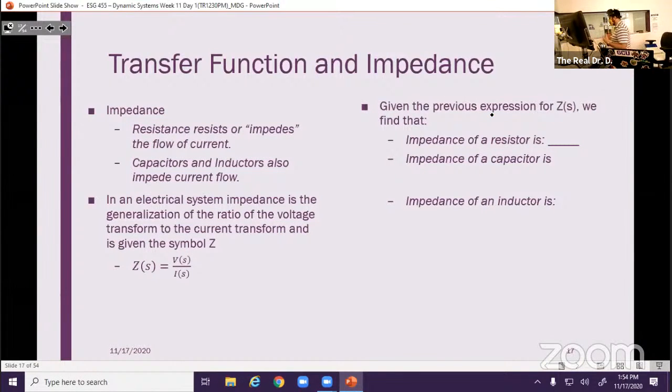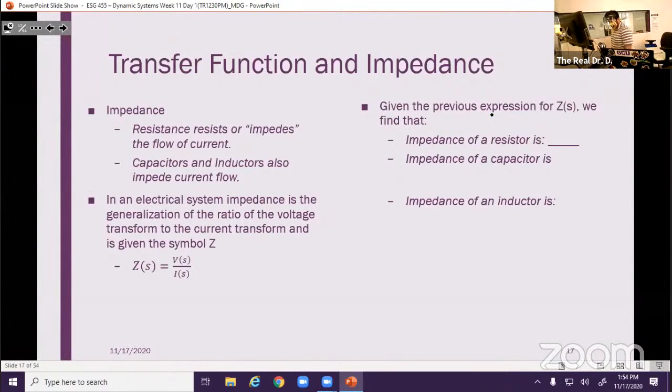So in an electrical system, impedance is the generalization of the ratio of the voltage transform to the current transform, the Laplace transform of the voltage and the Laplace transform of the current. And it is given the symbol Z. So we can see here that Z is equal to V of S divided by I of S.